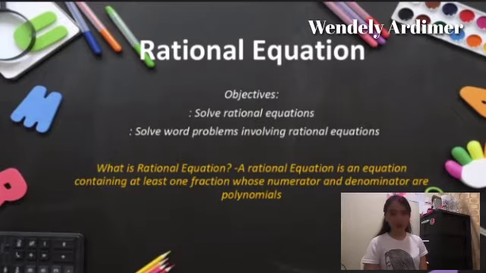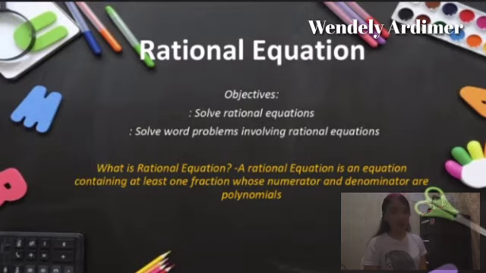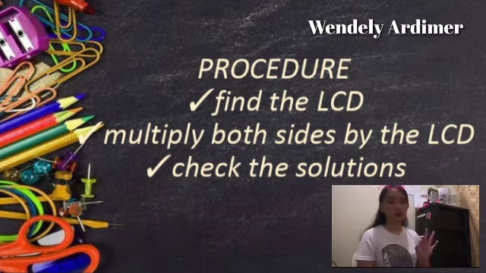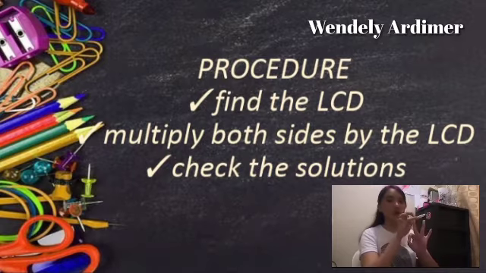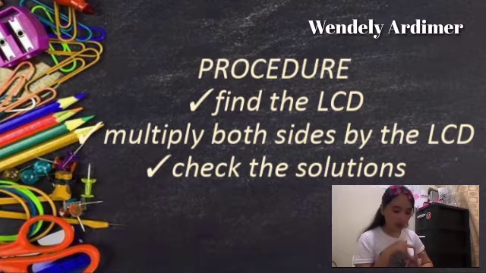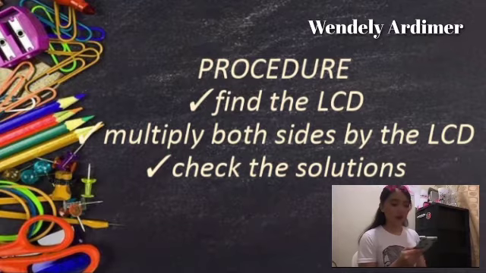What is a rational equation? A rational equation is an equation containing one fraction whose numerator and denominator are both polynomials. When we are going to solve a rational equation, we must follow the procedures. There are 3 procedures. First, find the LCD. Second, multiply both sides by the LCD. And third, check the solution.